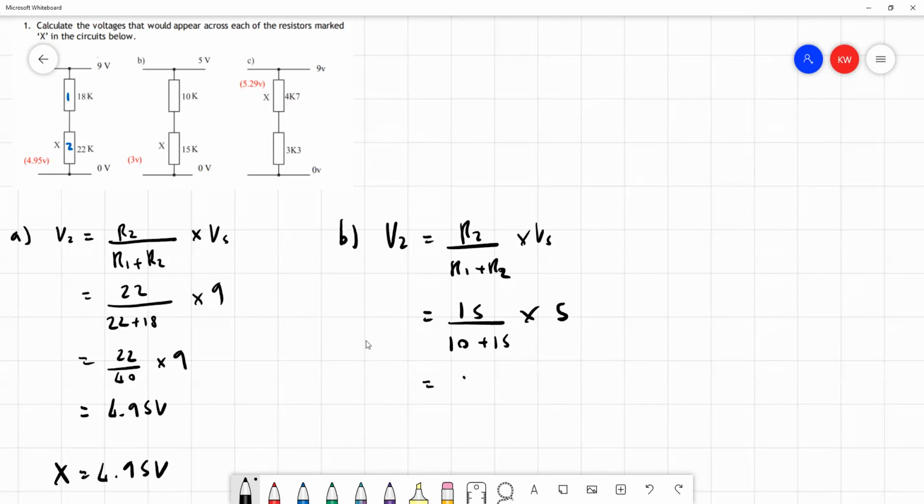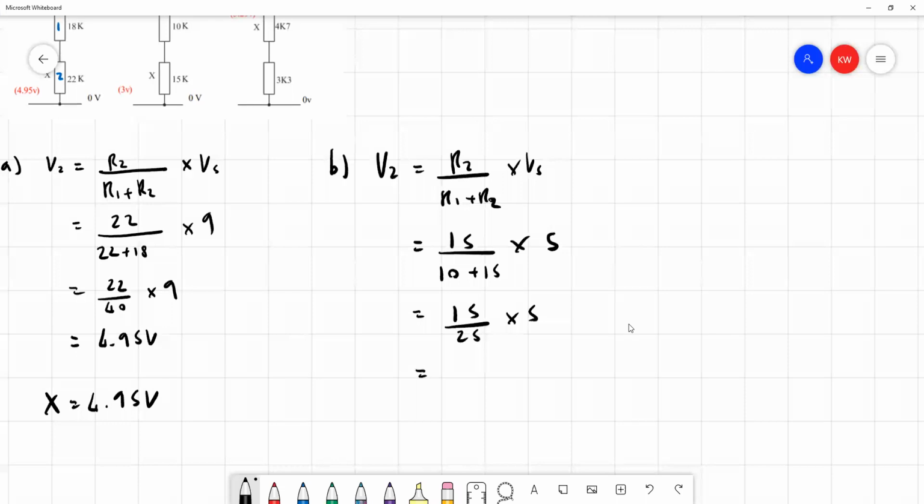So what we're going to be left with here is 15 over 25 times 5, and 15 over 25 is the same as 0.6, so 0.6 times 5 is 3, or you could just stick it all in the calculator, there's really no problem doing that. And of course we were asked to find V2, our X value, so we can say here that X is equal to 3 volts.